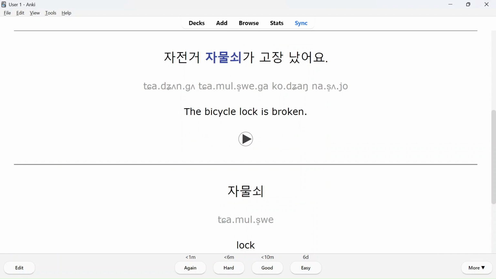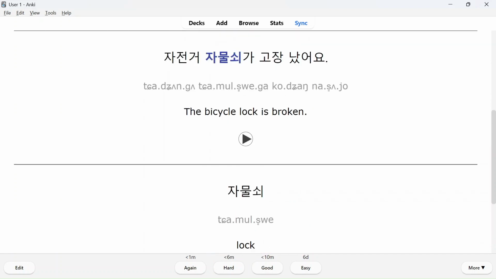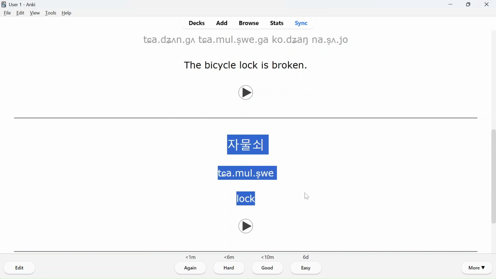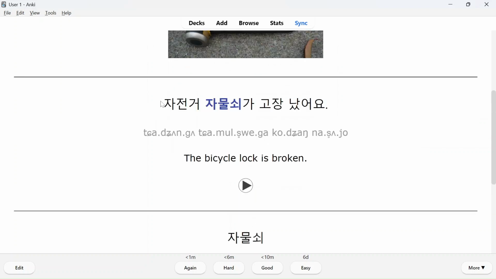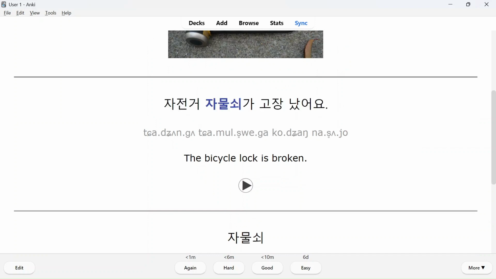자전거 자물쇠가 고장났어요. 자물쇠. Great. So we can see that there are 2 areas. First, we have a sentence area, and after that, we have a word area. I'd like to get started by explaining the sentence area. So over here, we have a Korean sentence with the correct word that we're looking for bolded and in the color indigo.